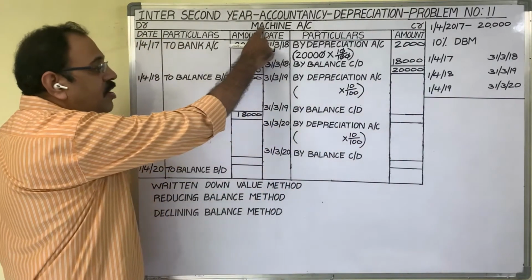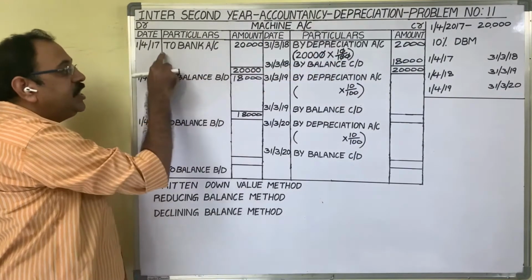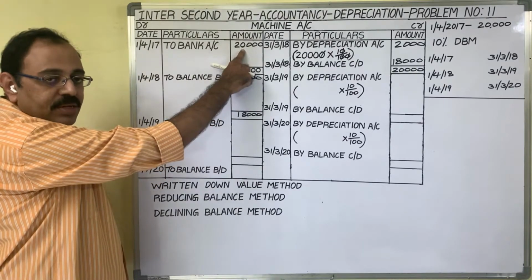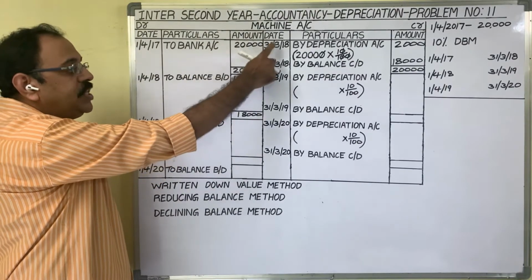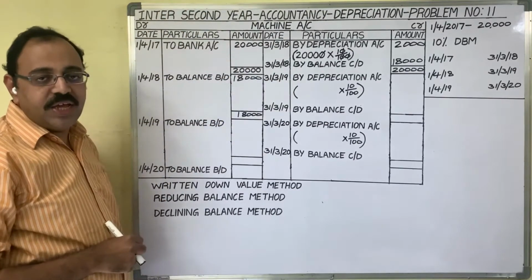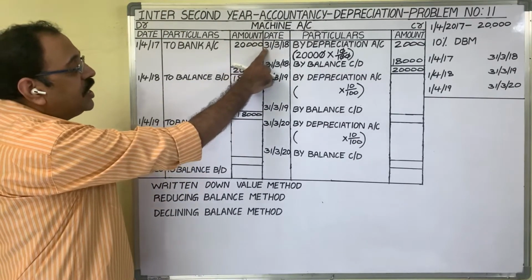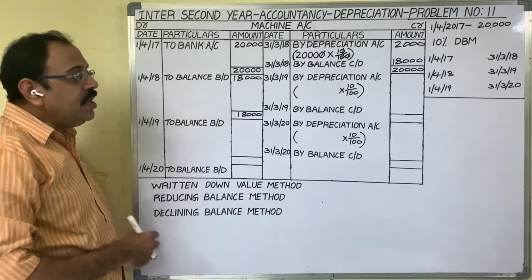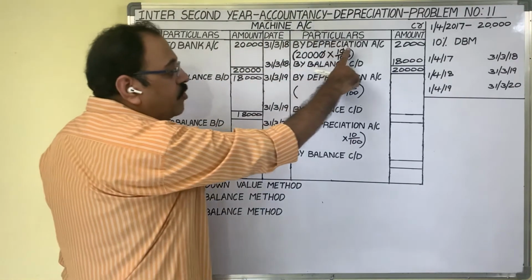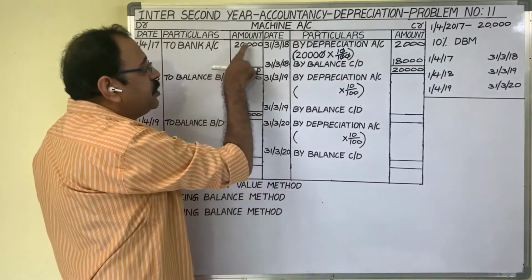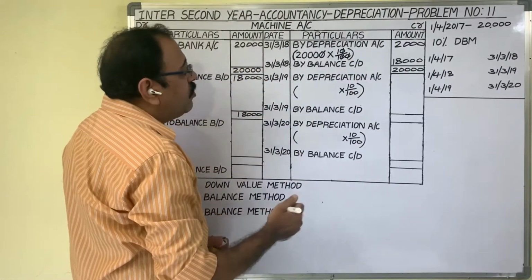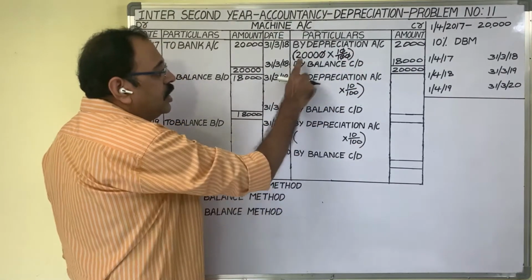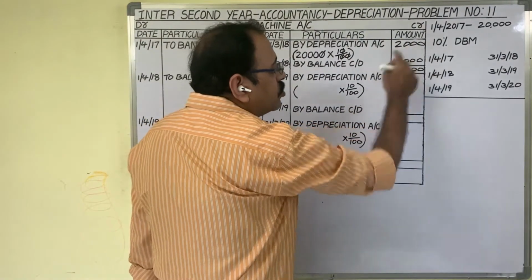In the asset account, when they purchase any asset, on the debit side we write to bank, the purchasing date, and the cost of the asset. Now every year depreciation is to be provided at the end of that year. The last date of the first year is 31st March 18, and the depreciation is to be credited. On the cost of the asset we should provide the depreciation. The asset is purchased for 20,000. Therefore, 20,000 into 10%, if you cancel the zeros, the depreciation amount is 2,000 rupees.